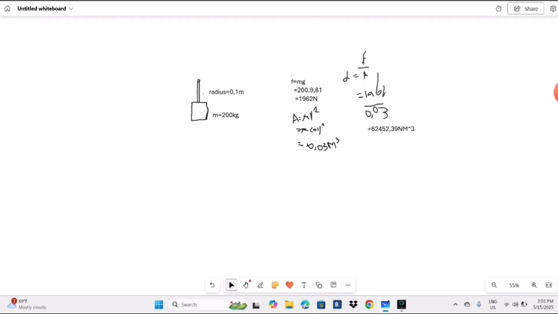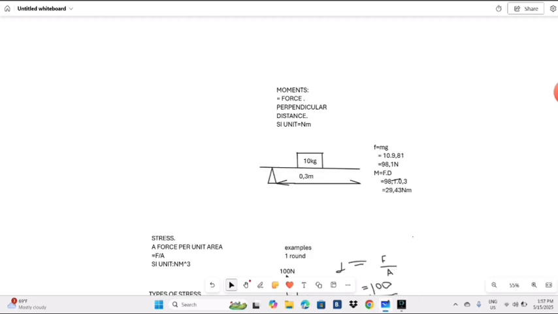Today I've covered how to calculate vertical and horizontal components, how to calculate moments and stress, and different types of forces. And we know that moments are defined as the product of an object's force and its distance, and the SI unit for moments is newton meters.